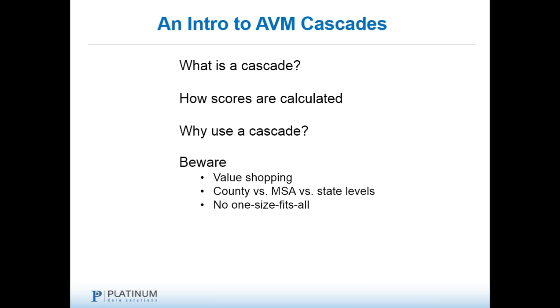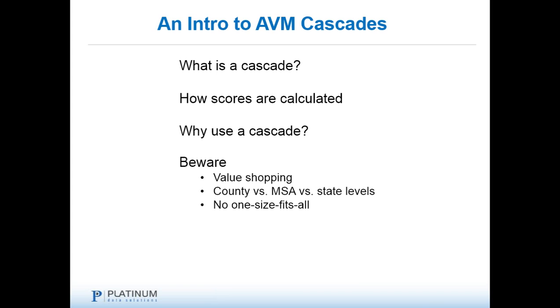We can also have multiple cascades. We don't have to do everything under one umbrella. So with a cascade, you can score your models one way if you're using AVMs for equity lending as an example, and you can score your models another way if you're using it to value a portfolio. And you can score your models a third way for marketing or pre-qualification activity. So it gives you that flexibility to really tailor your cascade to the specific application.